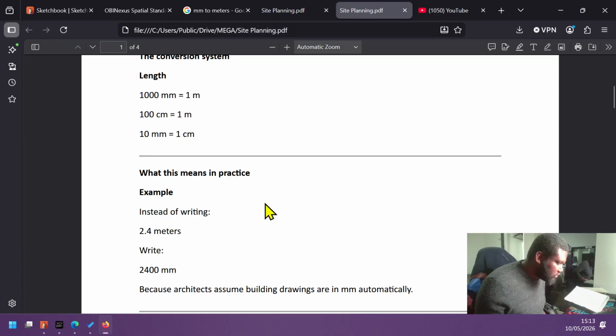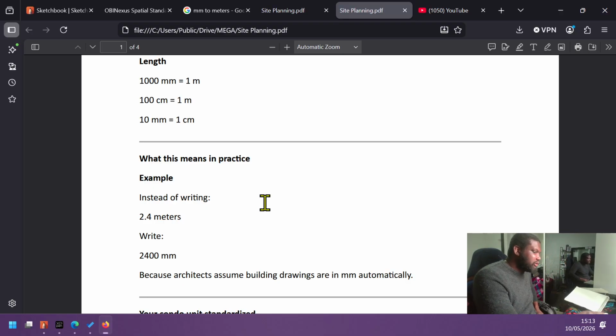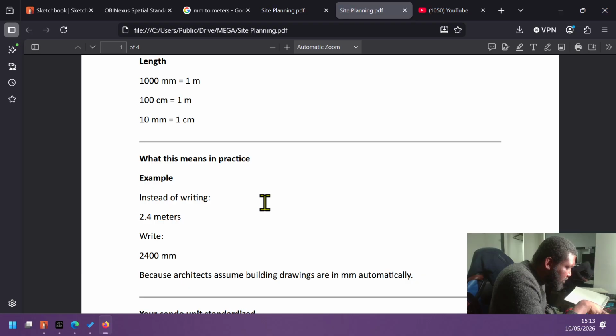No. So 2.4 meters is 2,400 millimeters. So instead of writing 2.5 meters, write 2,400 millimeters. So this is basically 100 centimeters by 10 centimeters, this is 1 meter. But I am losing 100 centimeters. Now I'm using 100 centimeters, which is basically 1 meter.